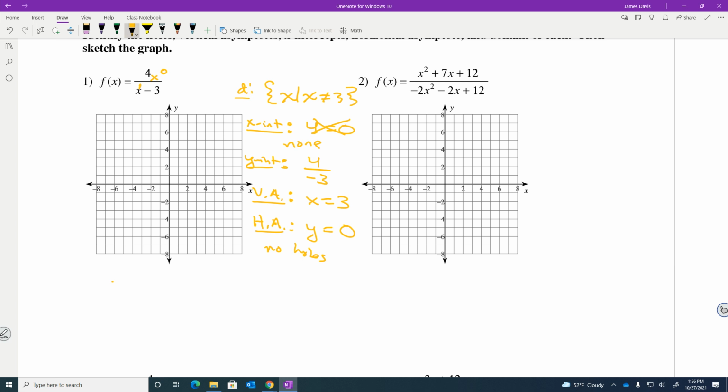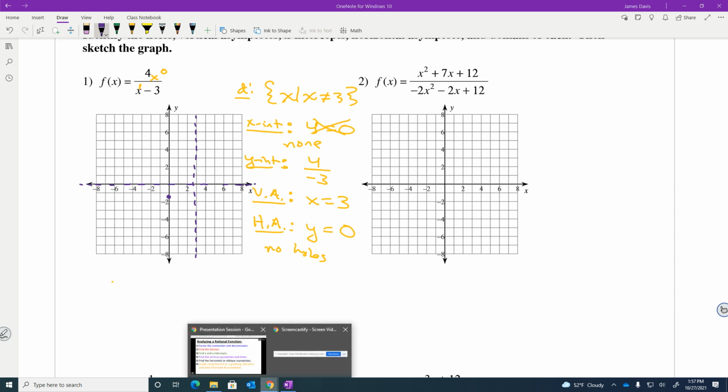Okay, so what we're going to do is plot this information. We plot the x-intercept, which there is none. The y-intercept is at -4/3, so I'm going to put a dot there, just below -1. We've got a vertical asymptote at x equals 3, which is going to be just a dotted vertical line at 3, and a horizontal asymptote at y equals 0. So that's all the information we know. We're then going to pull it up on Desmos.